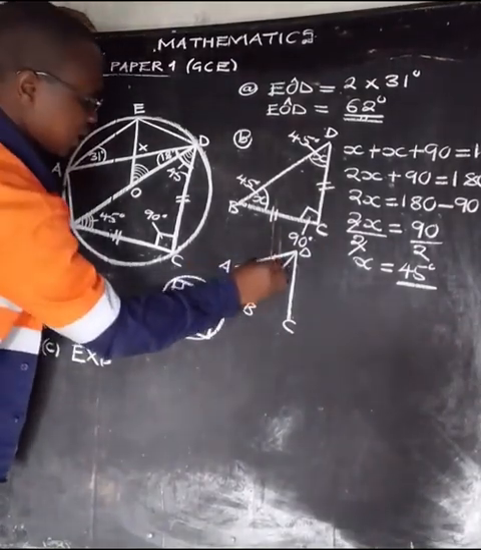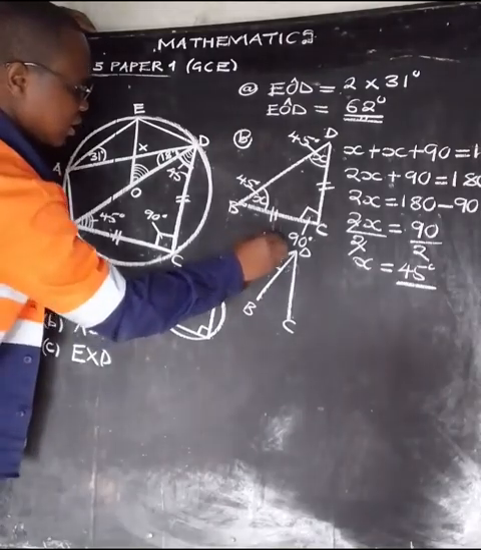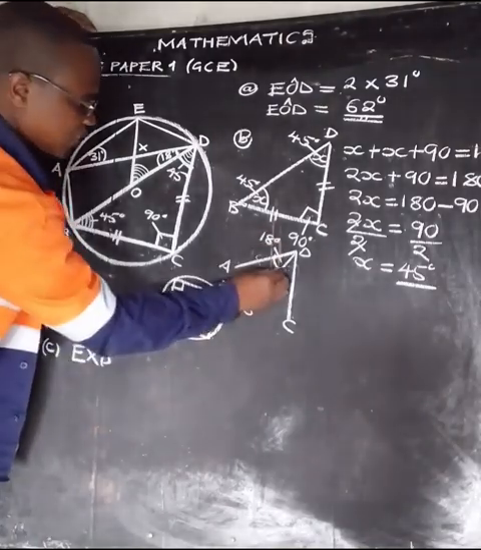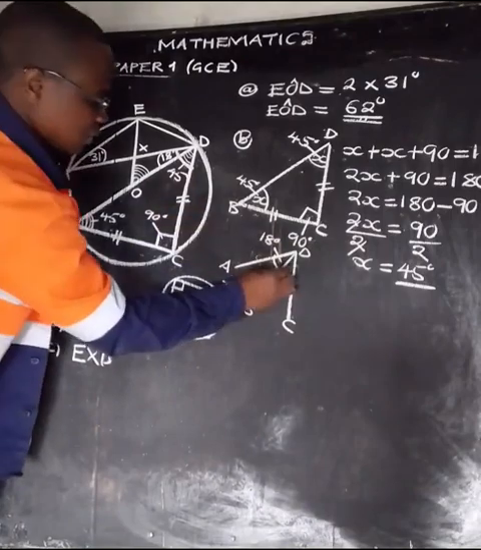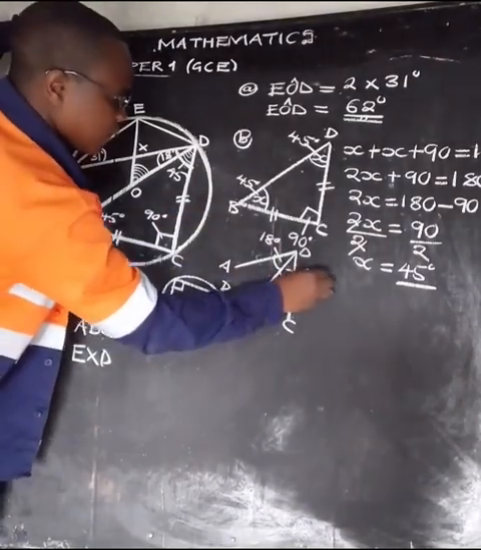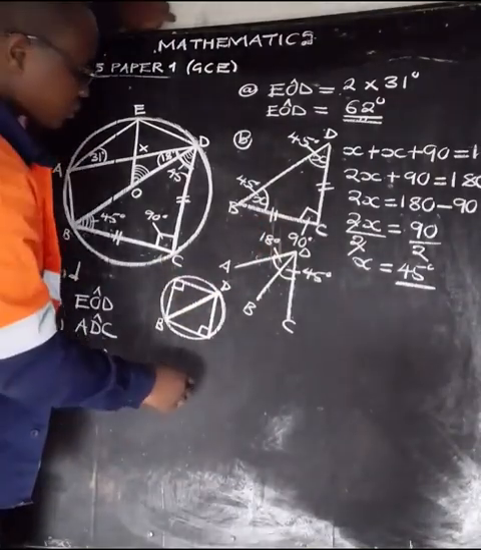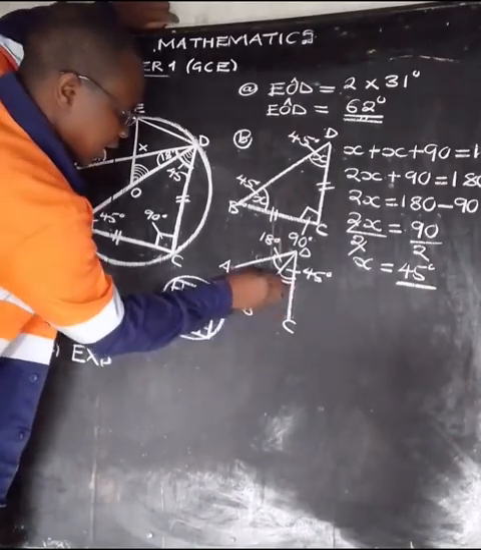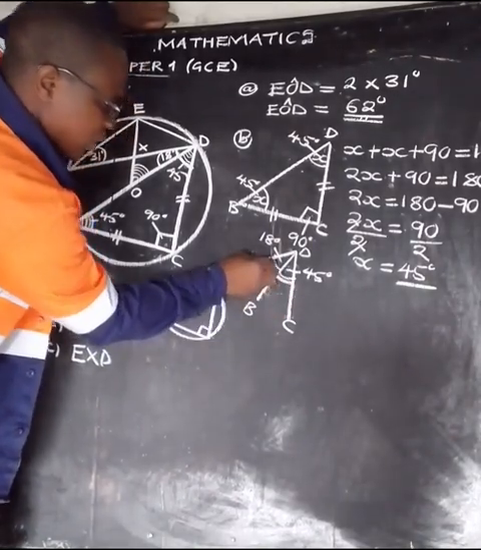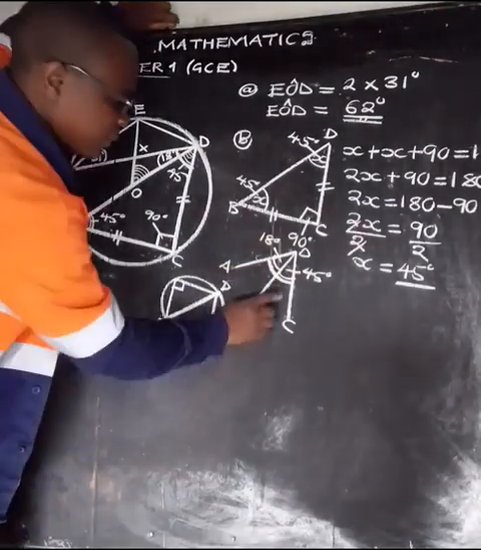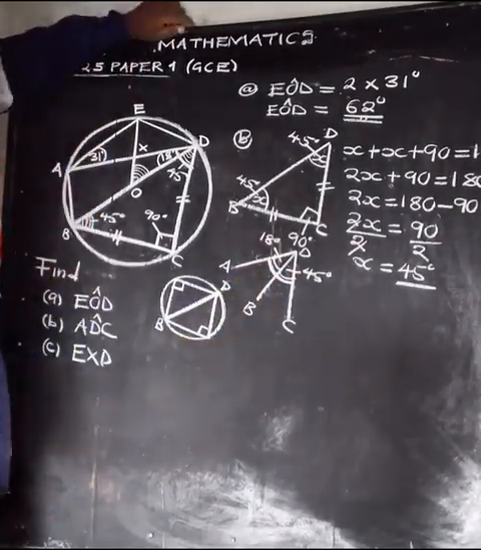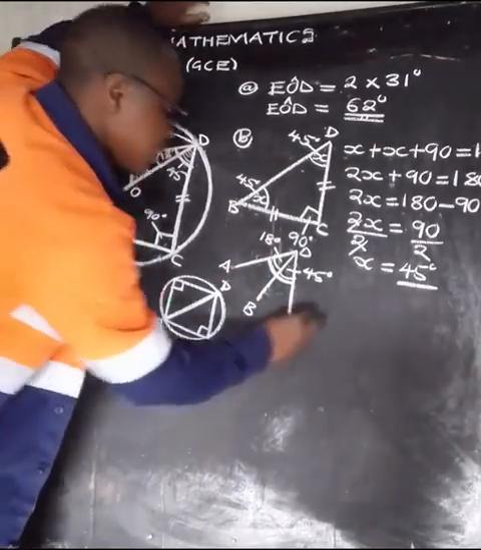And remember, this is 18. Then this angle is 45, and this is 45. So for us to find this angle, which is angle ADC, this entire angle, what are we going to do? We're going to add 45 plus 18.